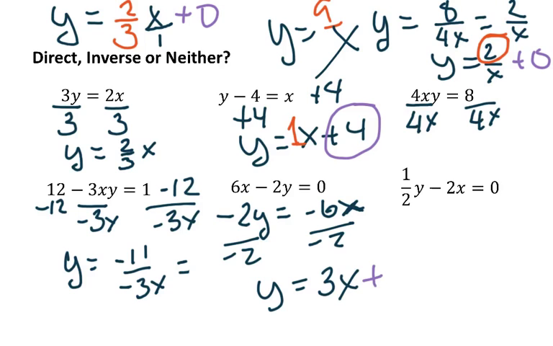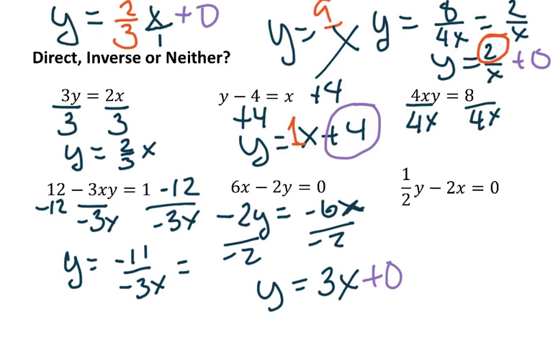There is a positive 0 out there. So this is a direct variation. As x gets larger, so does y. It varies directly. Let's try the next one, see how it goes.